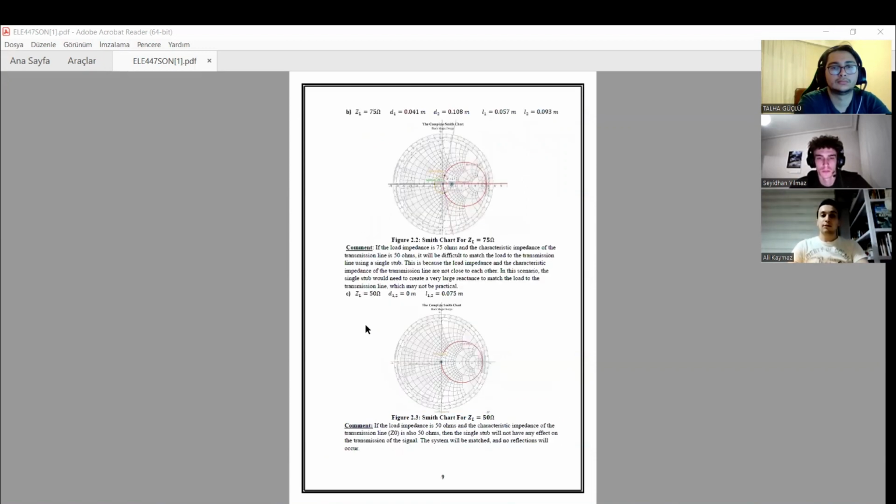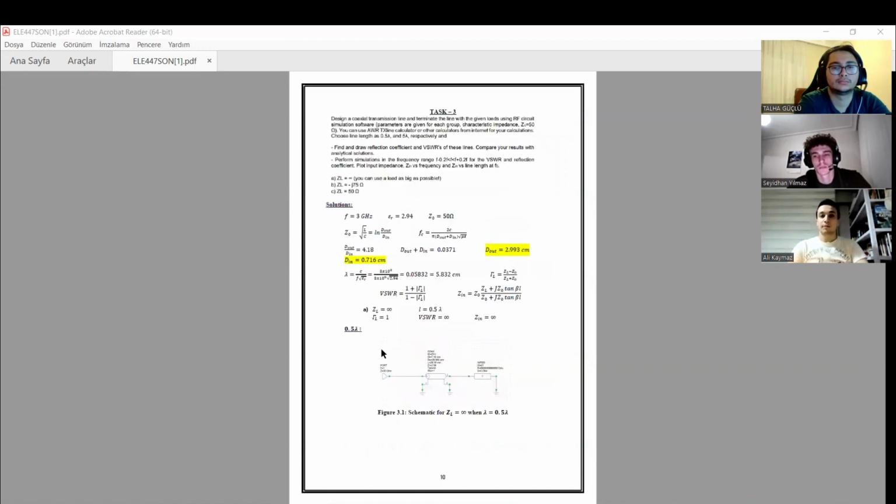When the load is 75 ohm, the reflection coefficient is 0.2. When the load is 50 ohm, it means that the transmission line is already matched. In this case, the reflection coefficient is 0 and there is no reflection. Also, these calculations are proved by using Smith charts.